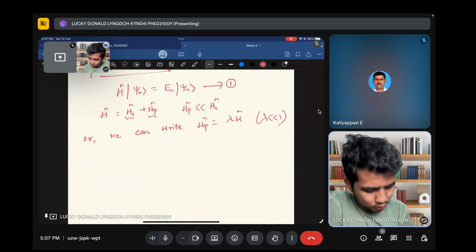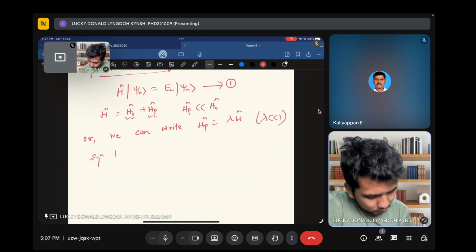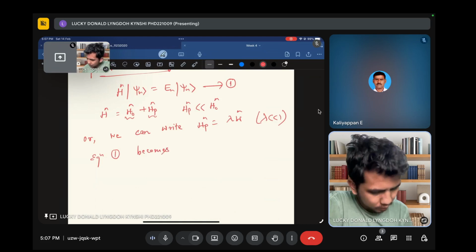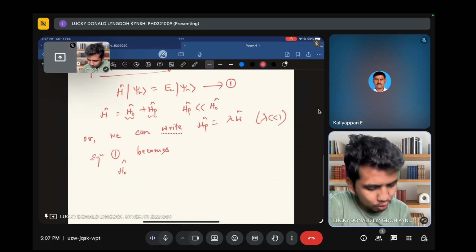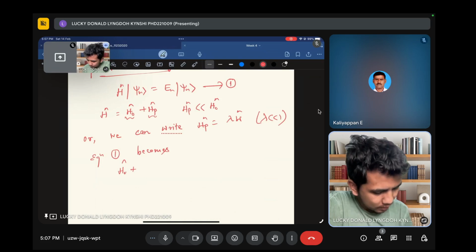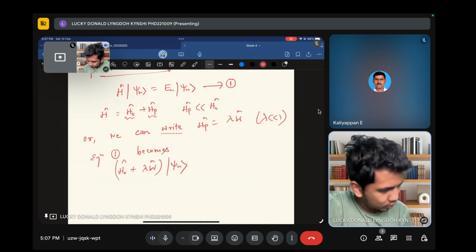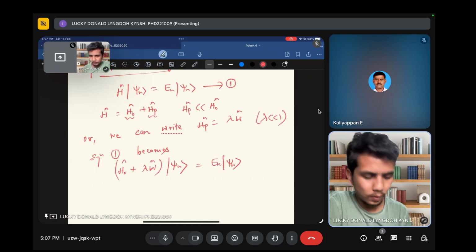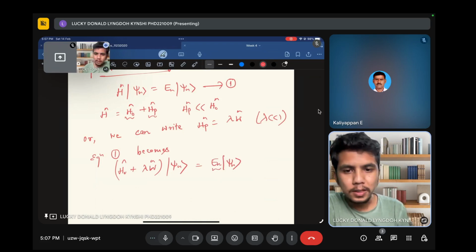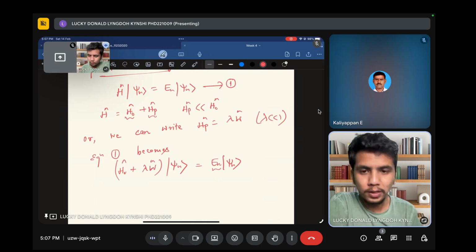Now equation 1 becomes: instead of H, you put H naught plus HP, where HP is lambda W. Operate on the state psi, and you will get something like En psi n. This En is different from whatever you get in equation 1.